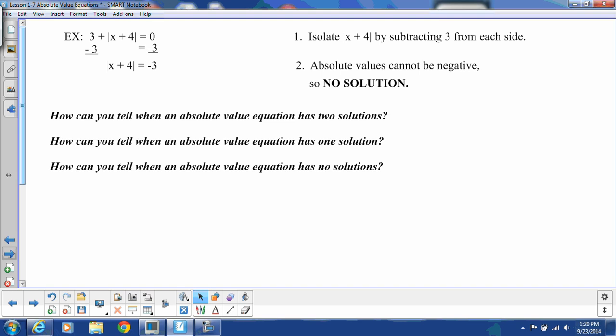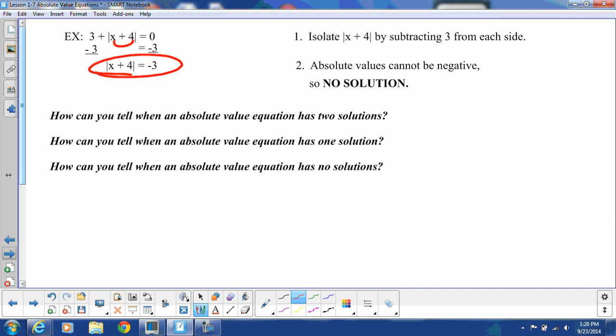And here's the last example where we have no solution. There are no solutions to make this true. Let's see why. In this example, 3 plus the absolute value of x plus 4. We want to get the absolute value of x plus 4 alone. To do so, we subtract 3 from each side. But now we have a problem because the absolute value of a number can never be negative, and there is no solution. Nothing to check, there is no solution.